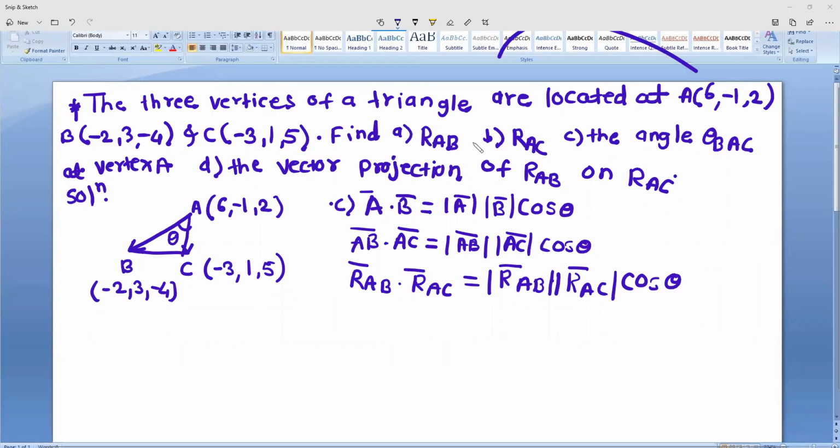Now in this example, the vectors are not given as AB bar and AC bar. How is the vector represented here? It is R bar AB and R bar AC. That's why instead of AB bar and AC bar, I am writing R bar AB dot R bar AC is equal to mod of R bar AB into mod of R bar AC cos theta. Okay. Now we have to first find the dot product of the two vectors.